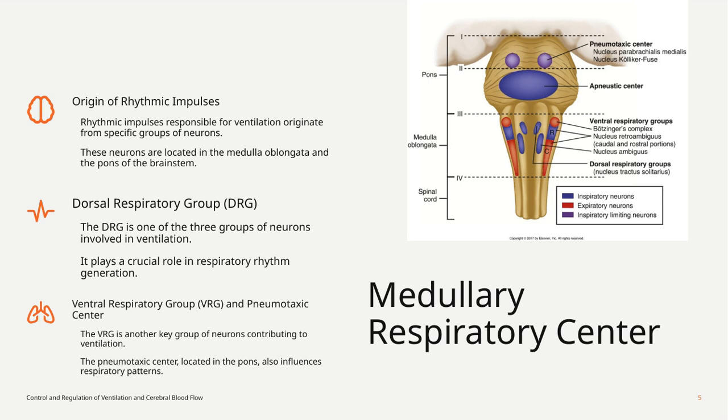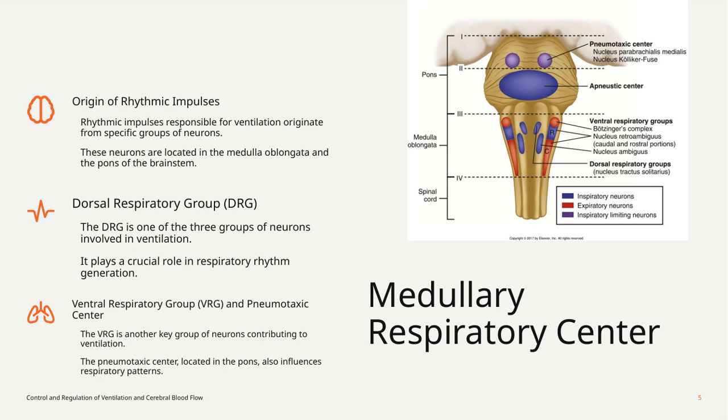It acts as a sort of pacemaker, sending signals that tell the diaphragm and other respiratory muscles when to contract. Then there are other important players, like the ventral respiratory group, or VRG. The VRG also contributes to ventilation, especially during increased breathing demands, like exercise or stress. It works alongside the DRG to fine-tune our breathing pattern.